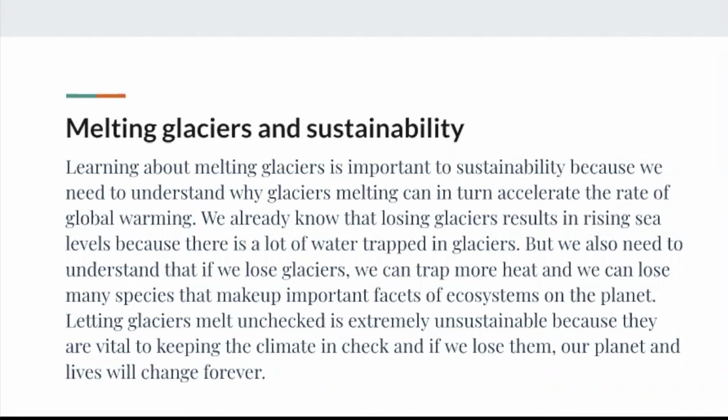Letting glaciers melt unchecked is extremely unsustainable because they are vital to keeping the climate in check. And if we lose them, our planet and our lives will change forever.